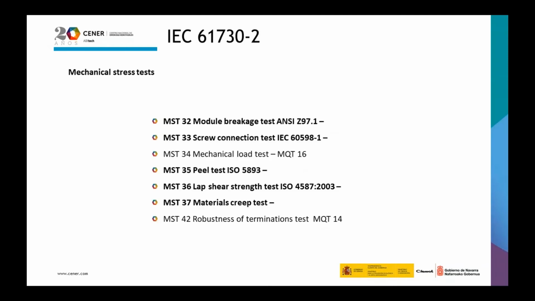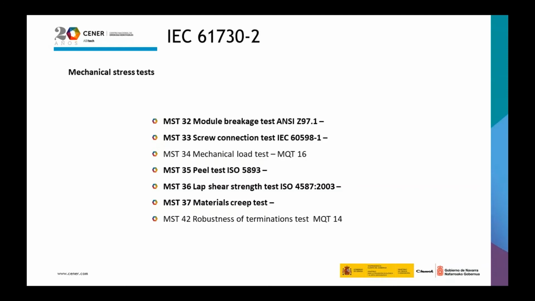Then we have the MST 33. Here, the components of the module, such as screws or nuts, transmitting contact pressure, shall be tightened and loosened at least five times. Then we have the MST 37, the material creep test. This test is intended to validate that the materials used in the PV module will not show creep or loose adhesion when operated at the highest temperatures that the module normally experiences in the field.